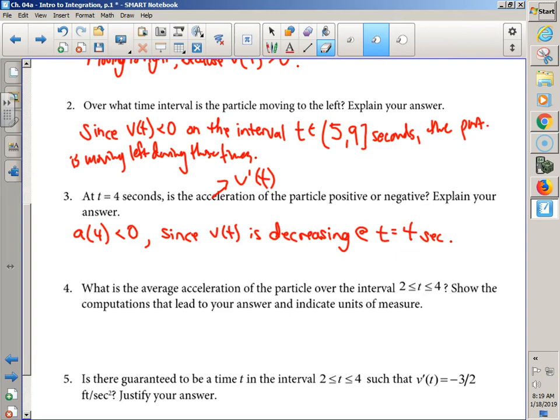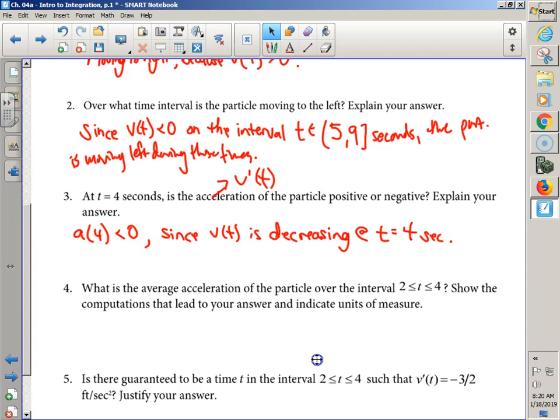I'm not going to say V of 4 is decreasing because V of 4 is 1 point. I need to say V of t is decreasing to be proper, to be completely correct, because that's what I'm talking about. The function is decreasing at the split instant of 4. But that's good enough. Good job, good terminology. Velocity is decreasing, so acceleration is negative.